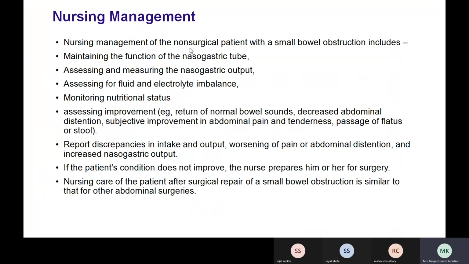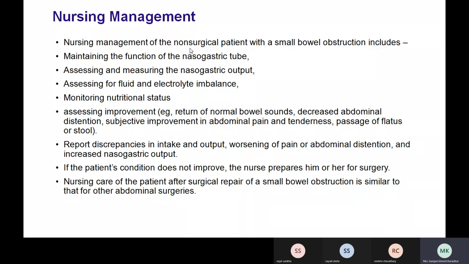So how will you take care of the patient? The patient will be having a nasogastric tube, so there will be continuous drainage from the nasogastric tube in the initial period. You have to measure the nasogastric output, assess the fluid and electrolyte imbalance of the patient, so all the values of the serum electrolytes, then monitor the nutritional status, and monitor whether the patient is going into dehydration. Also, once the patient is improving, check if the patient's bowel sounds are returning back to normal, and there is decrease in the abdominal distension.